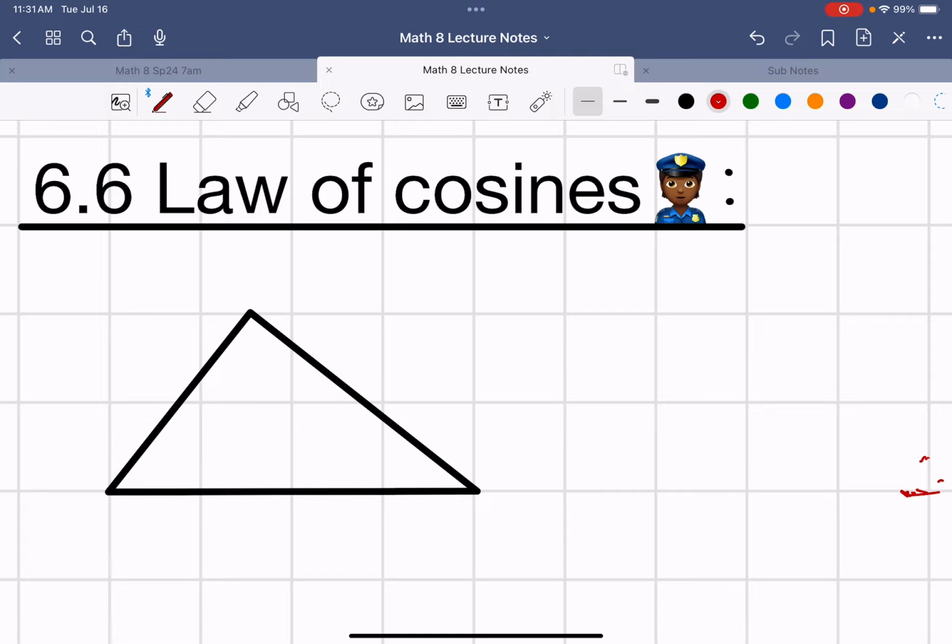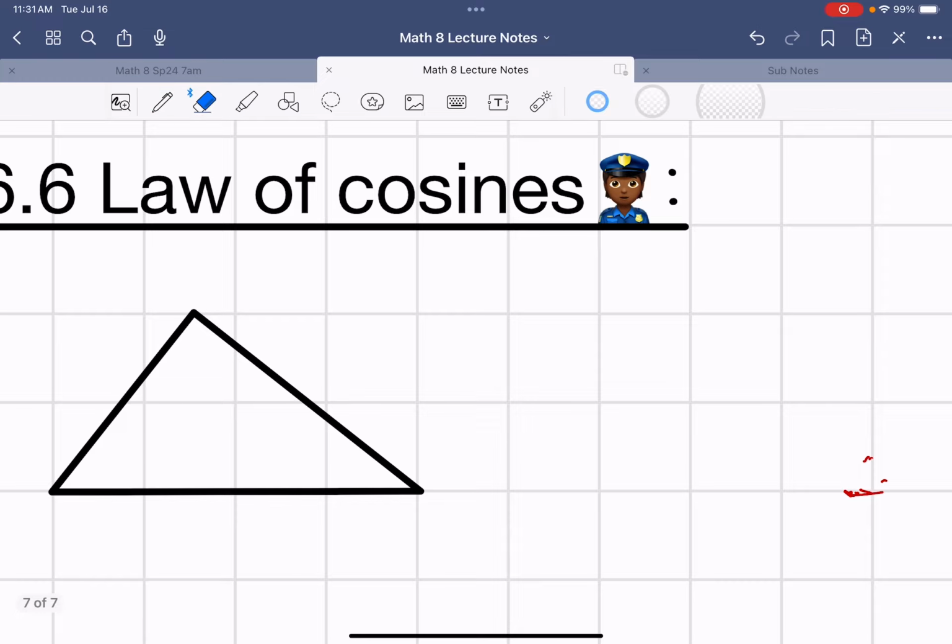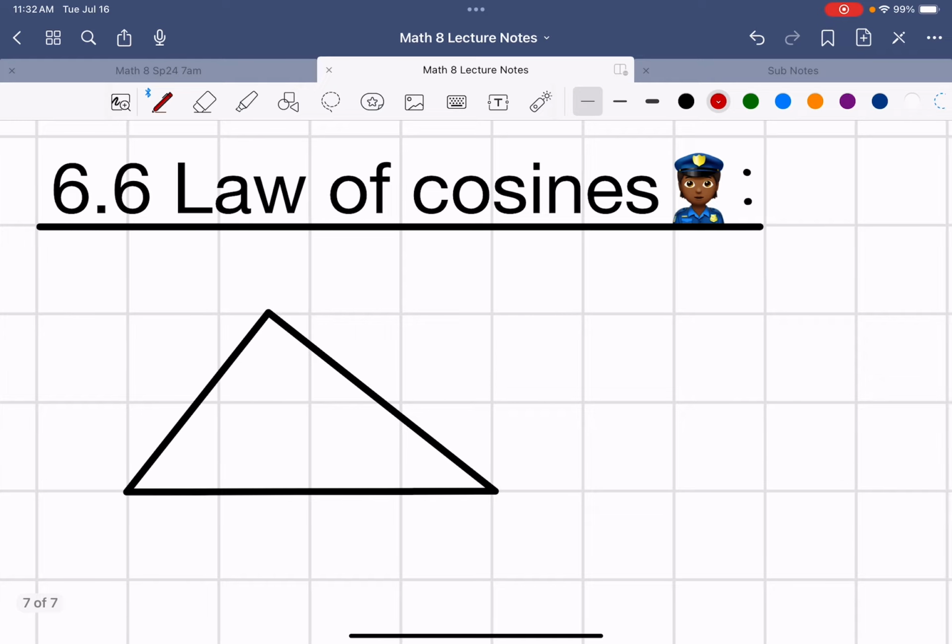We're moving on to 6.6 now. This video should be a little quicker because the ideas are the same, right? The only difference between the law of sines and the law of cosines is we're using a different formula.